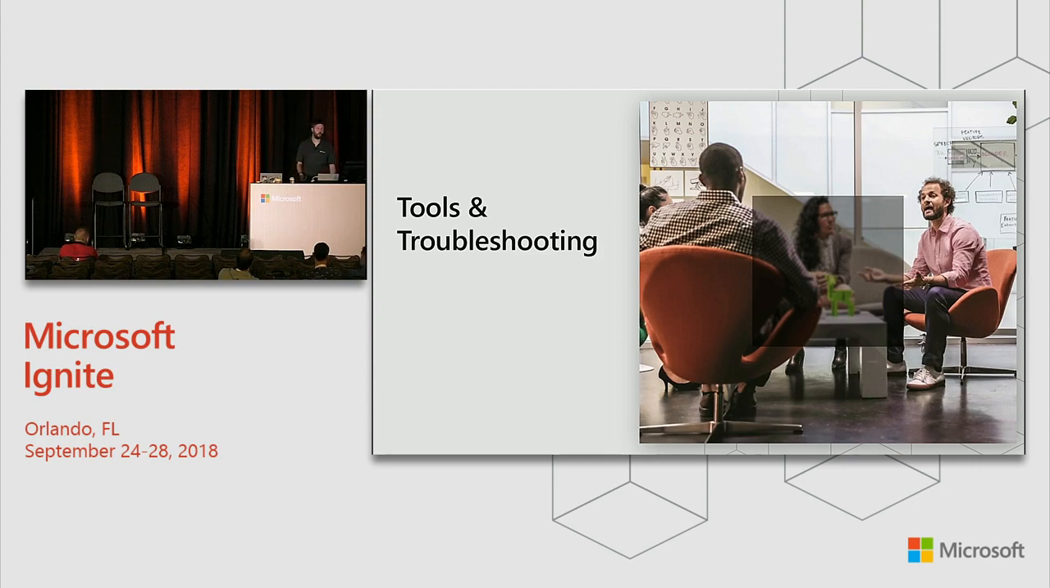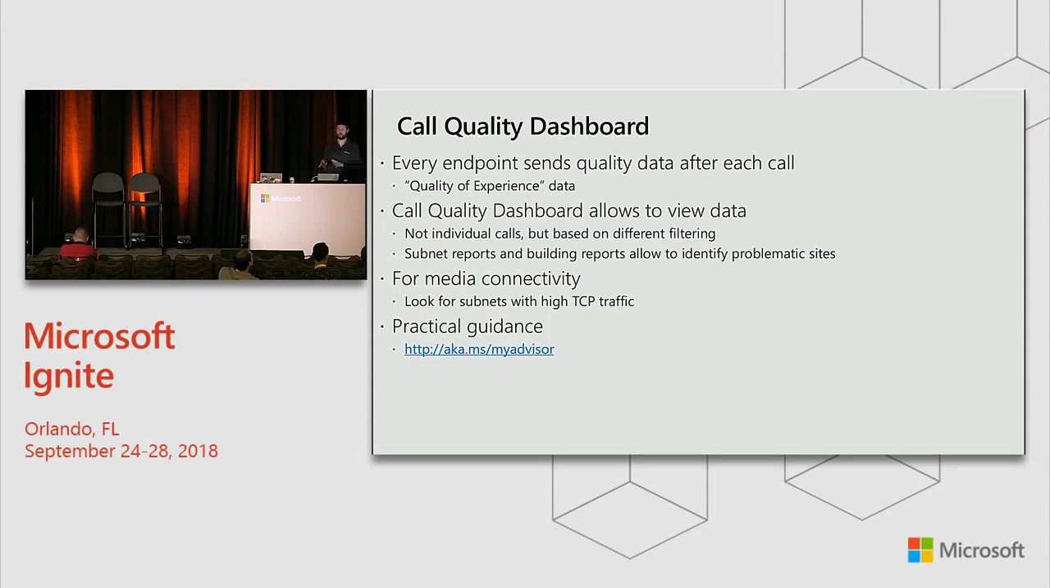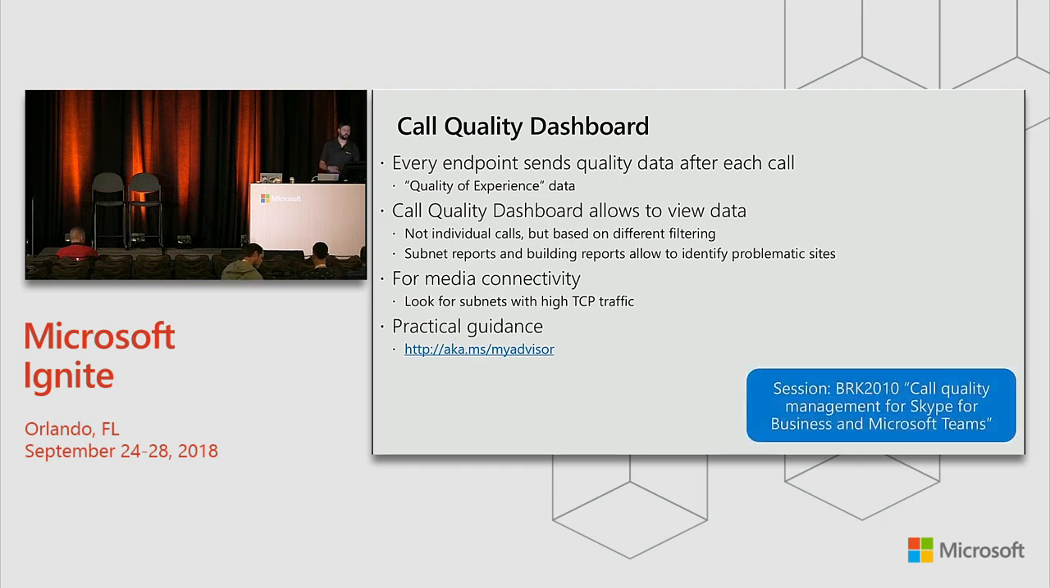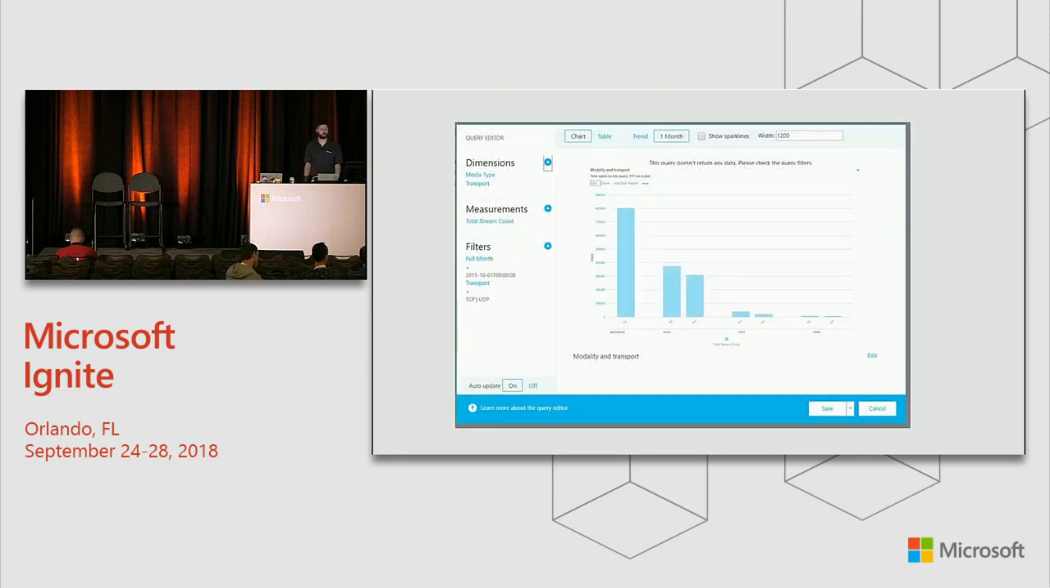There are some other tools. So we have the call quality dashboard. We talked a little bit about this on Wednesday. This now has a way to do quality of experience, and it will do things like show me all the TCP calls, so you can verify which network segments haven't been properly configured. There's some practical guidance for this on aka.ms/myadvisor. So I'll go quickly through the myadvisor one, the CQD one. You get some of the modality reports in CQD, like on media and transport, so you can see a lot of the calls that were going out on TCP or UDP.